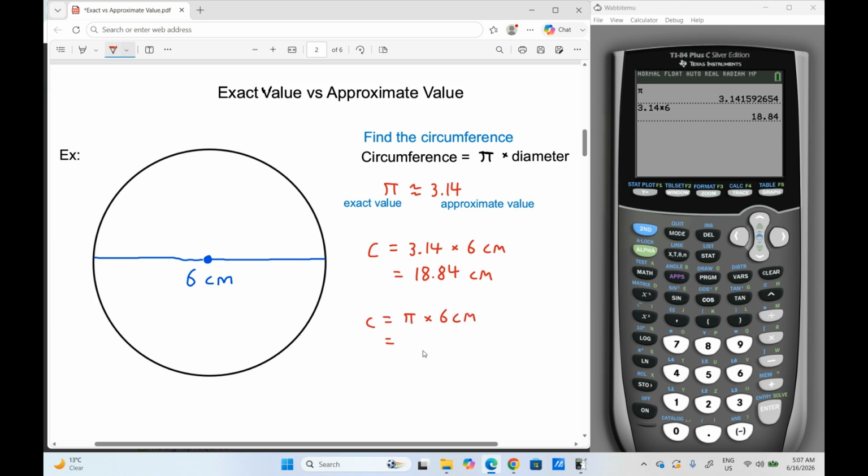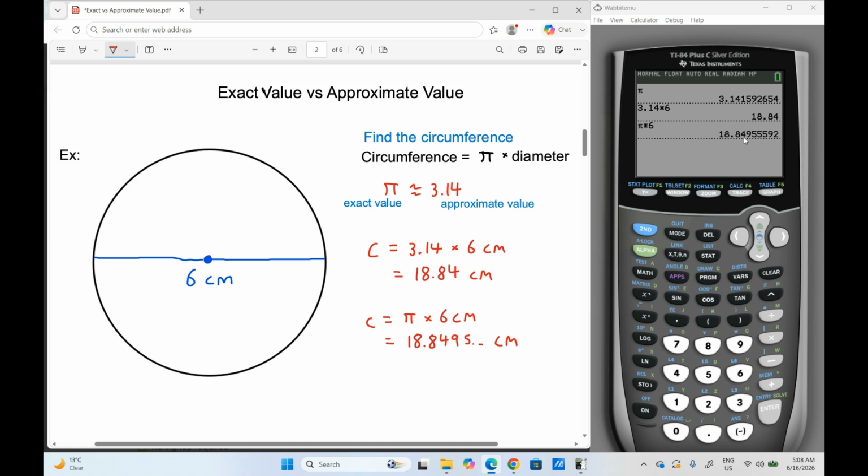Now what happens if I instead take pi and multiply it by 6 centimeters? Would my answer be different? In this case, I have pi times 6. My answer is 18.8495 centimeters, right? Now, comparing the two, they do look sort of similar.